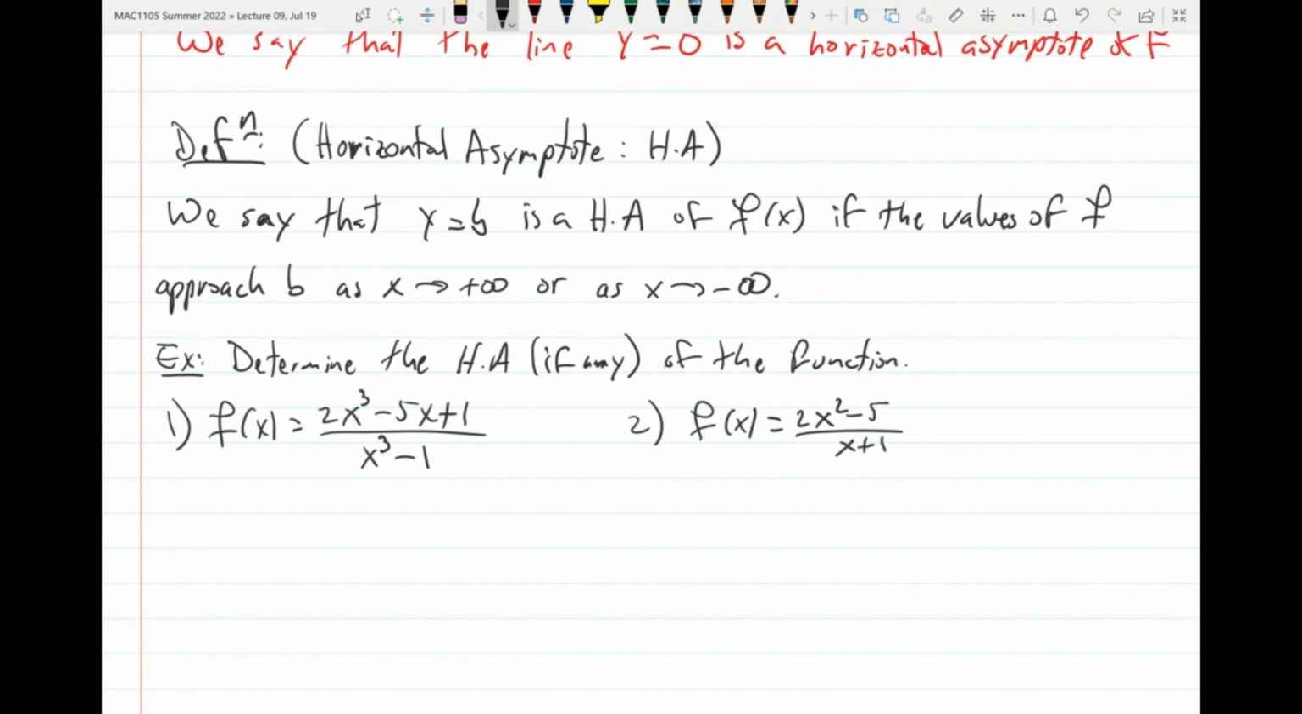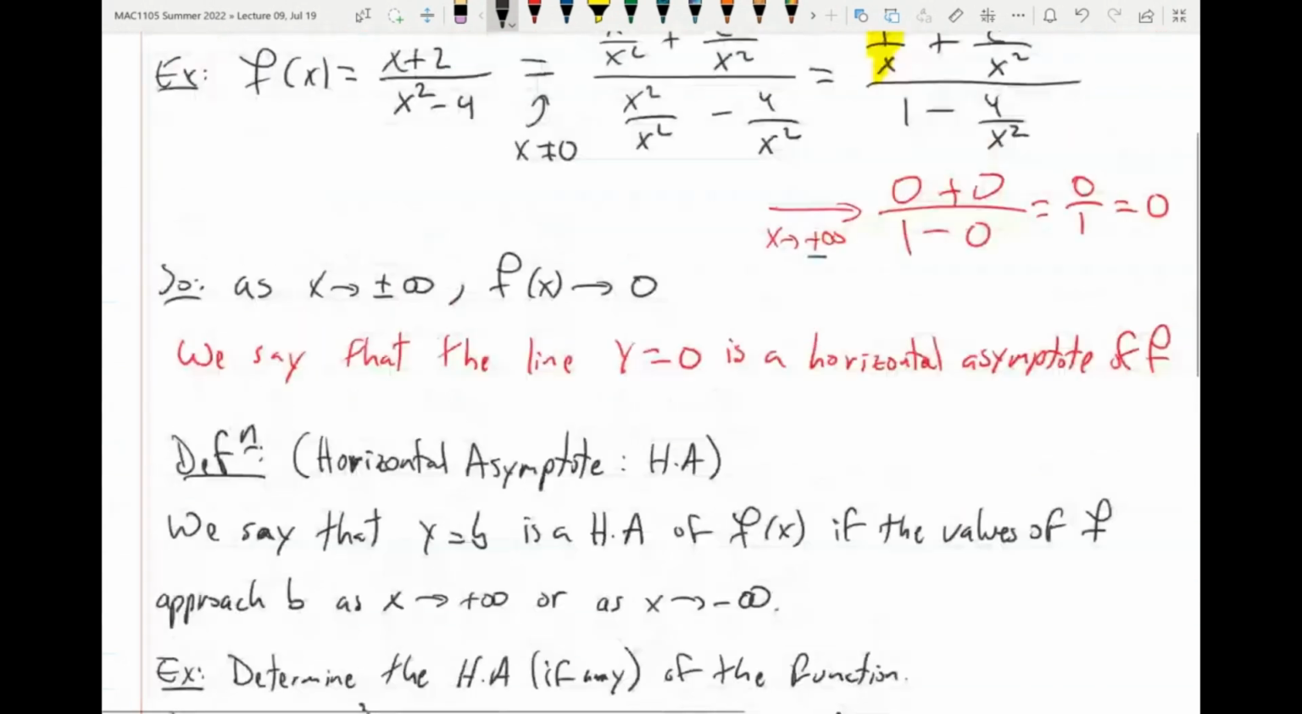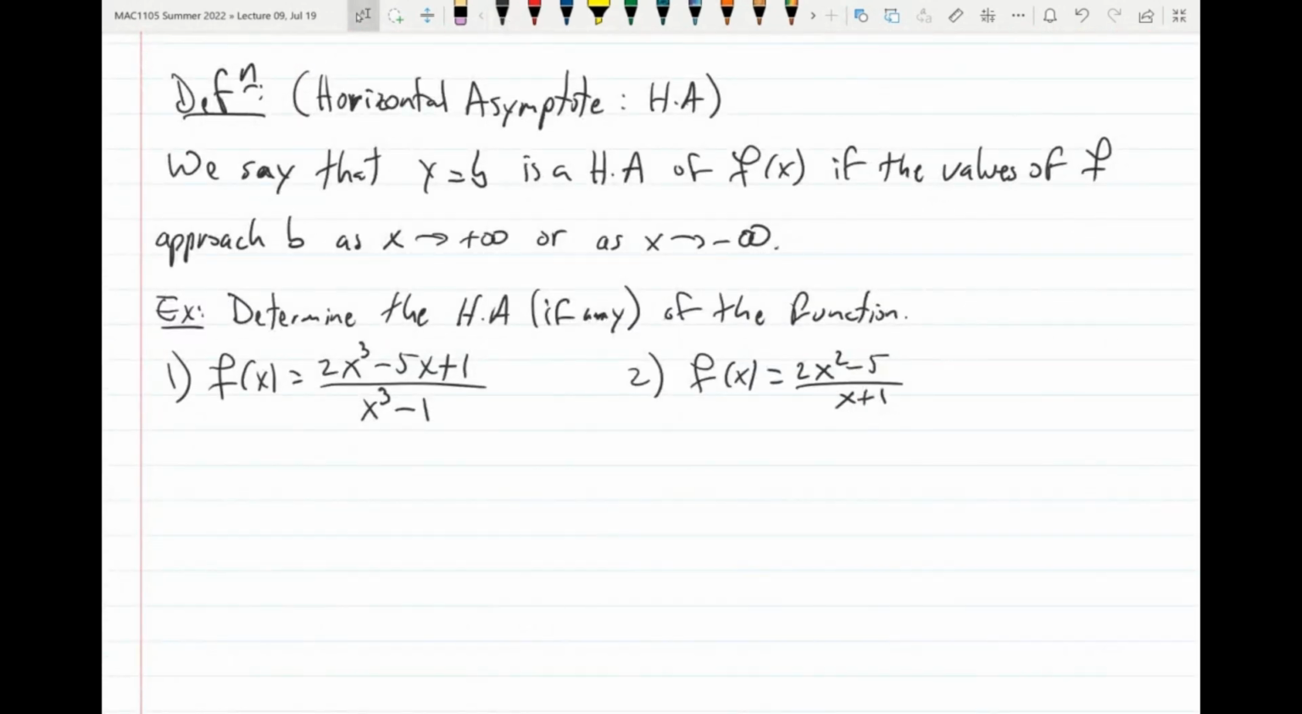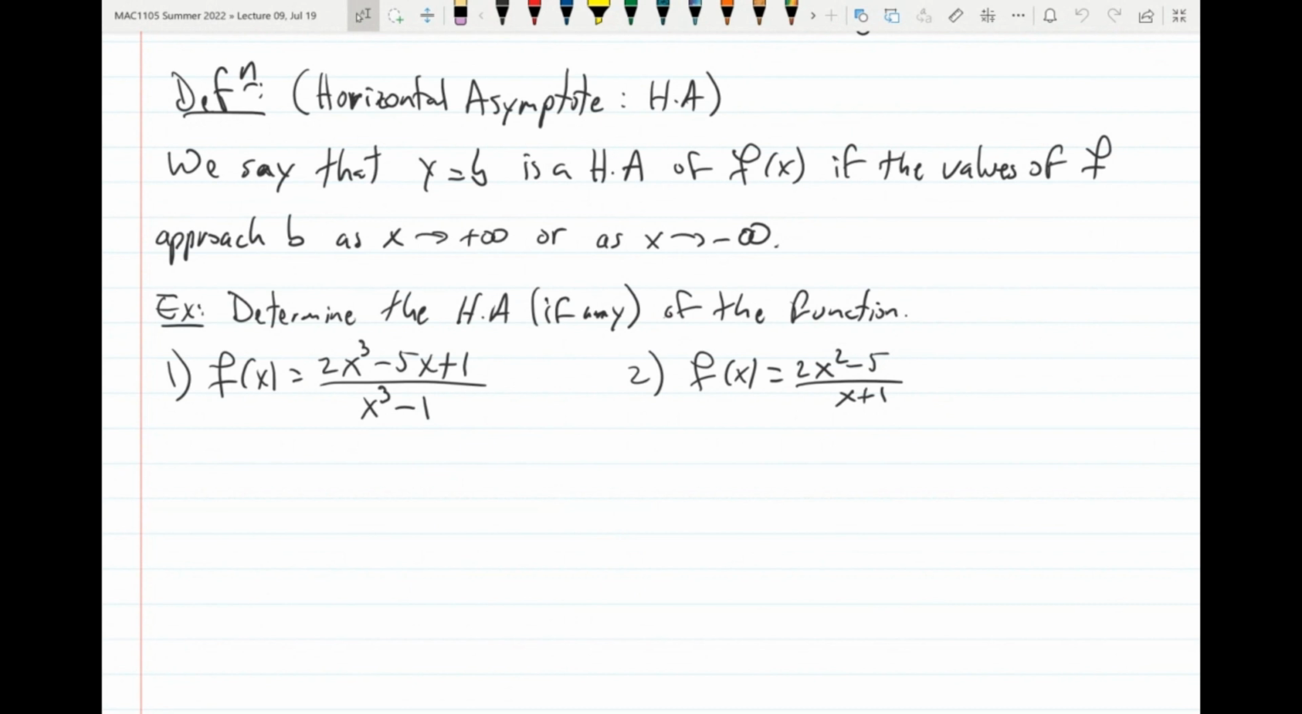Okay, so here we have two rational functions, and notice that these examples are slightly different from the one above. The one above, we had the degree of the top less than the bottom. In this one, the degrees are the same, and in this one, the degree of the top is bigger than the bottom. So let's see what the situation is in each of these cases.